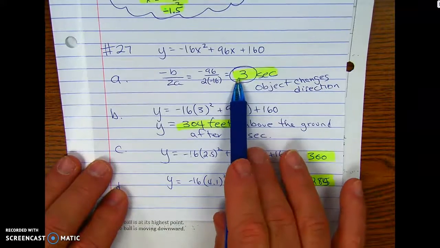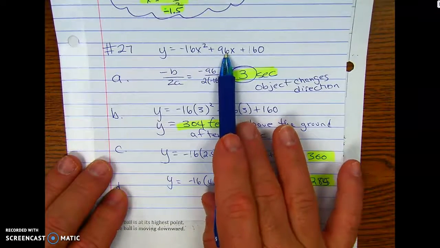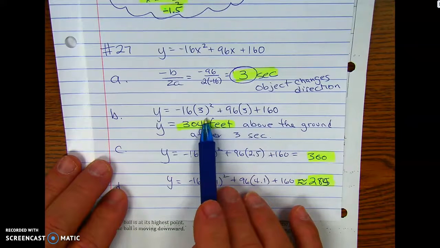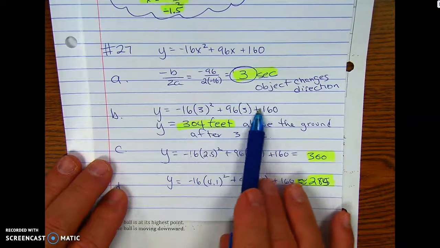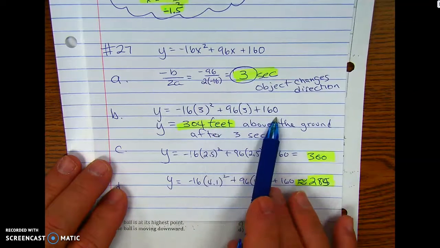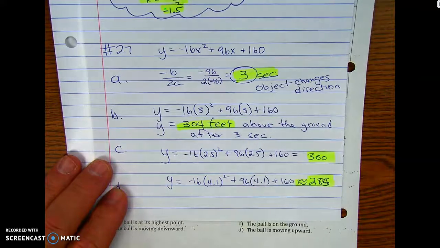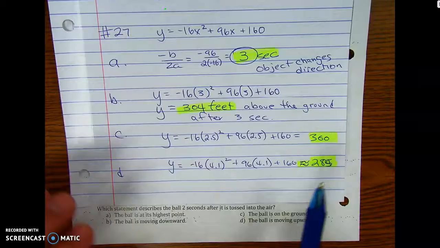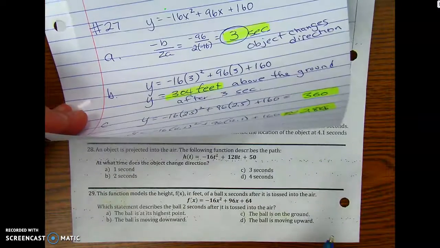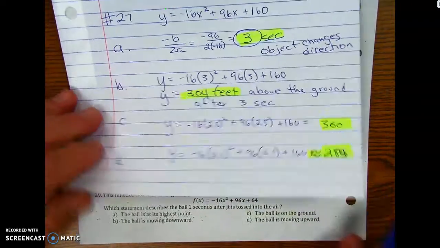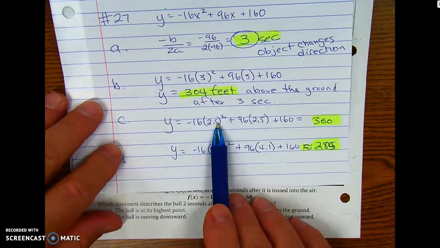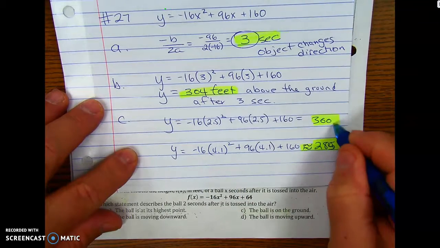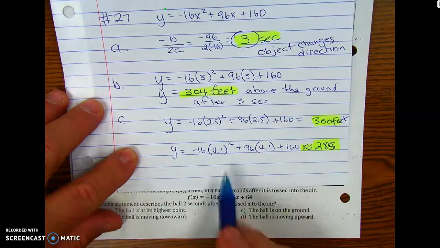Now, I need to plug 3 seconds into this equation, which I did down here. And so when I type this all in my calculator, I get 304 feet above the ground after 3 seconds. Okay? What is the height of the object? What is it, a ball? An object. It just says an object. After 2.5 seconds, well, I'll plug in 2.5 and I get 300 feet above the ground. Sorry, I left off my units.